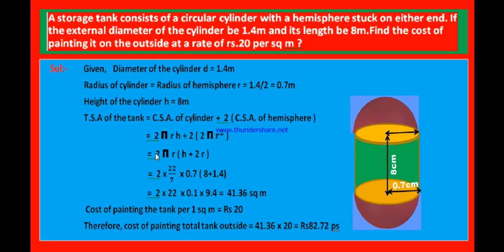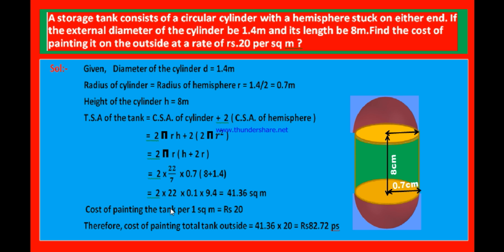Now substitute the values. 2 is 2, pi means 22 by 7, r means radius is 0.7, into h, the height of the cylinder, is 8, plus 2 times r, 2 into 0.7 is 1.4. Now you can cancel 7 in 0.7, 0.1 time. This is 2 into 22 into 0.1 into 8 plus 1.4, which is 9.4. By finding the product, we got 41.36 square meters.